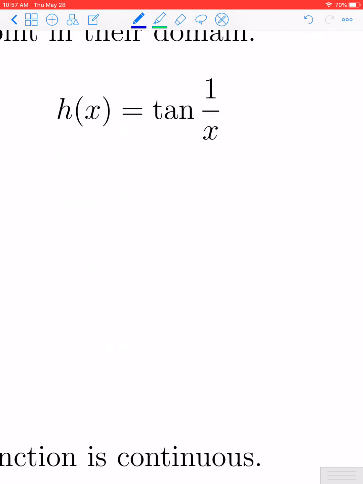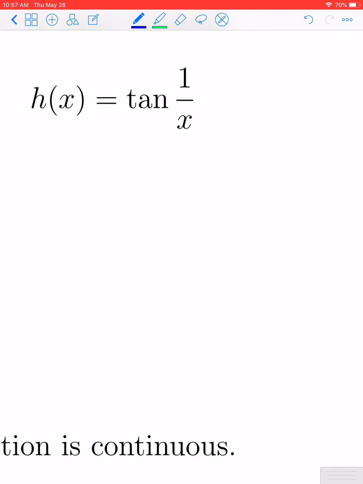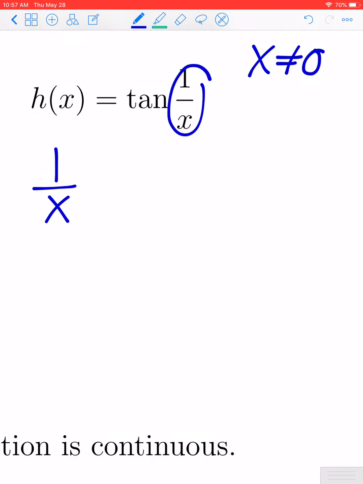And then the last one we're going to look at is h of x, which is equal to the tangent of 1 over x. 1 over x is continuous for all x not equal to 0. And then therefore the tangent of 1 over x will also be continuous, provided 1 over x doesn't give us a value where the tangent would be undefined. Well, where is the tangent undefined? That would take place whenever the thing on the inside is equal to some odd integer k times pi over 2.